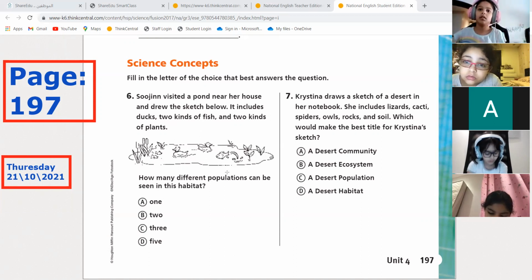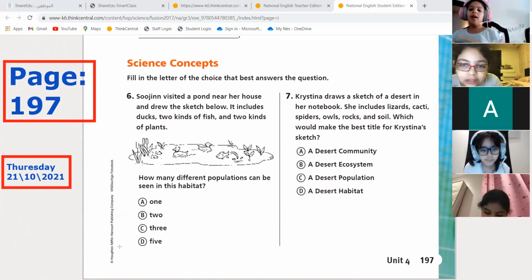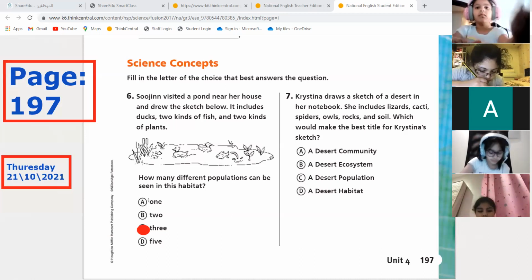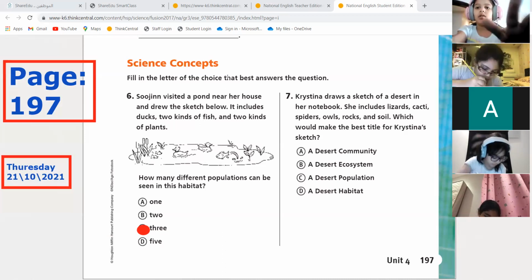Populations. Ah, 3. Excellent. It's 3 kinds of population. Do you know why? What are they? Can you tell me what are they? The fish, the duck, the plant. Very, very good, Yasmin. Excellent. Well done.